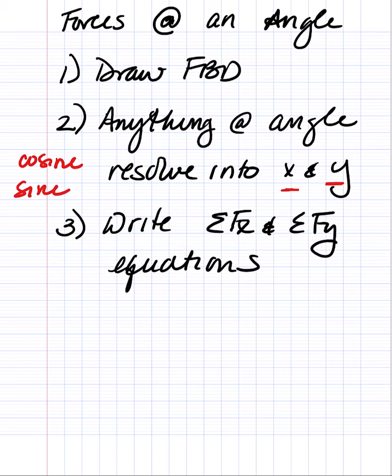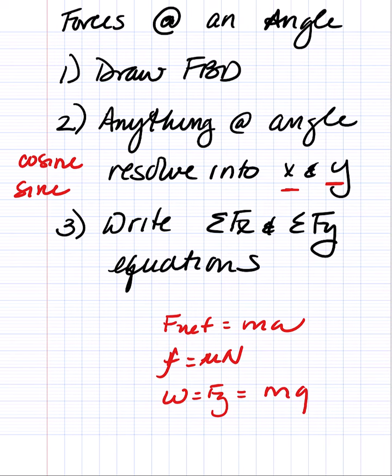After that, you're going to write a sum of Fx and a sum of Fy equation. Remember, all the x vectors, you write a sum of Fx. All the y vectors, you write a sum of Fy. And the same three equations apply. F net is equal to ma. Friction is equal to mu N. And then weight, or F subscript g, is equal to mass times gravity.